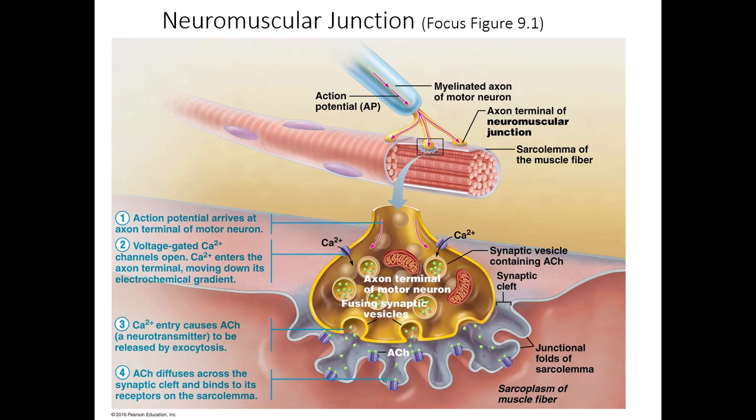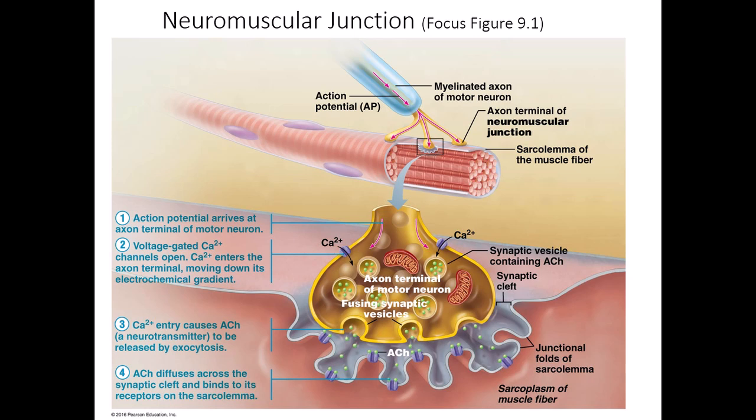So exocytosis puts the neurotransmitter into the synaptic cleft, and then diffusion moves the neurotransmitter towards the sarcolemma. Remember, diffusion is moving from high concentration to low concentration, so down your concentration gradient. And that is a passive mechanism. We'll talk more about that, but it does not require any ATP to occur. So the neurotransmitter, acetylcholine, will diffuse across the synaptic cleft, reaching the receptors on the sarcolemma.